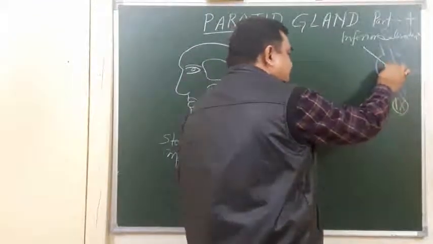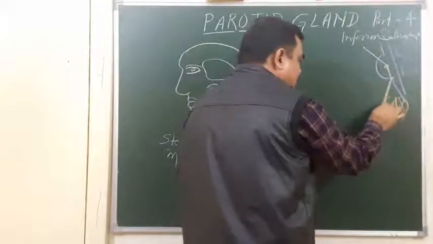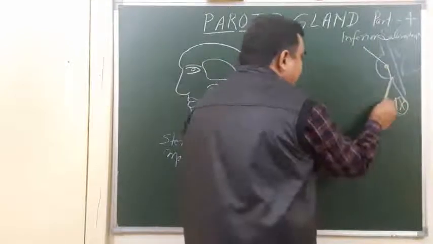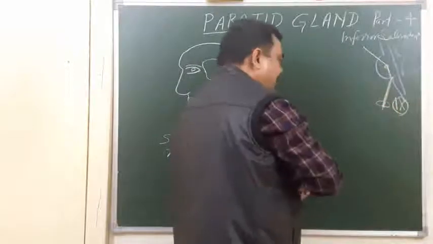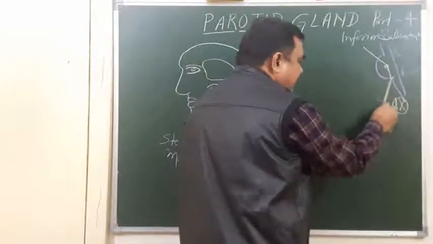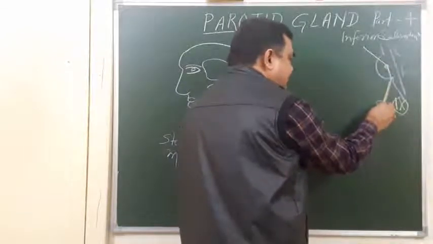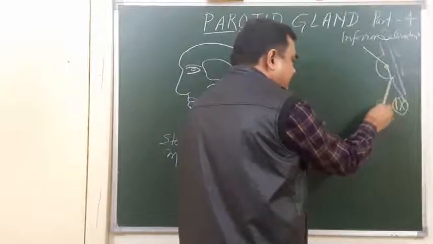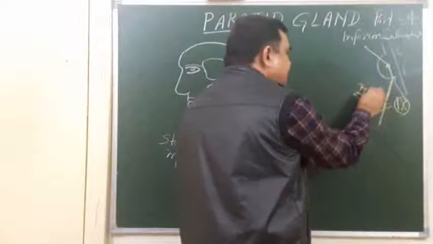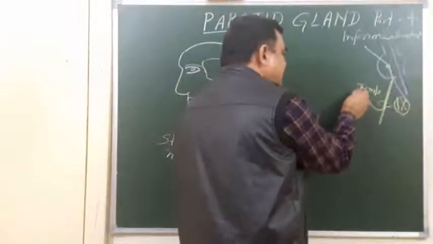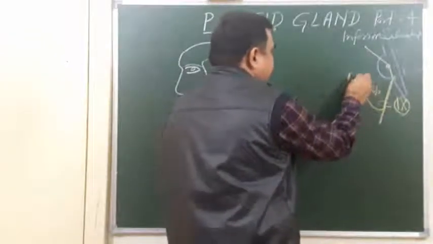The inferior salivary nucleus sends its fibers through this nerve. It passes through the jugular foramen. This is the glossopharyngeal nerve, and after passing through, it gives a branch, the tympanic branch, which forms the tympanic plexus.